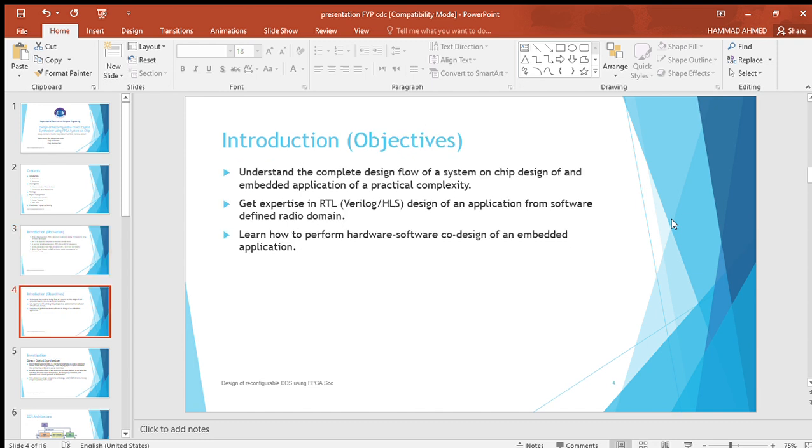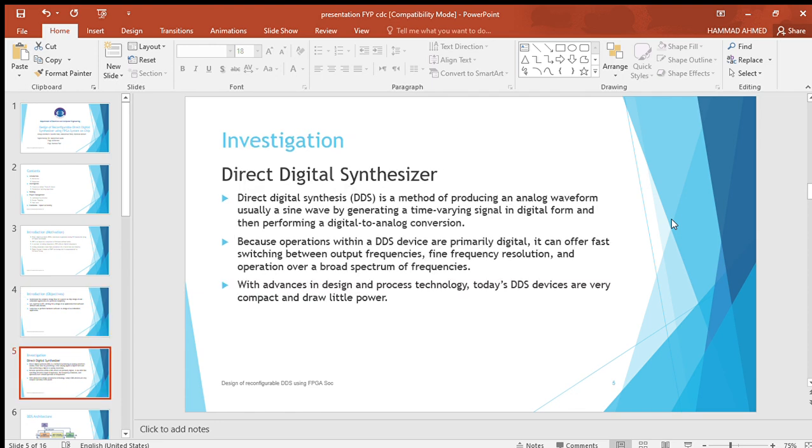Our objectives are to understand the complete design flow of a system on chip design and embedded application of practical complexity, get expertise in RTL and Verilog design of an application from the software defined radio domain, and learn how to perform hardware software co-design and embedded application. So, the investigation behind this.